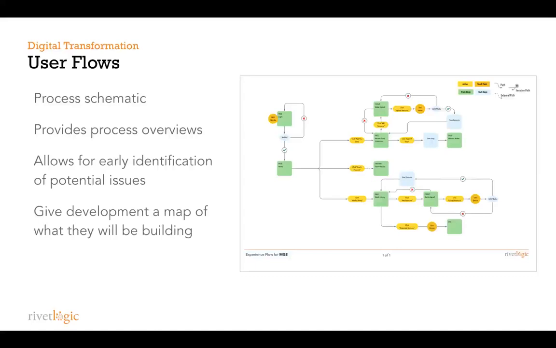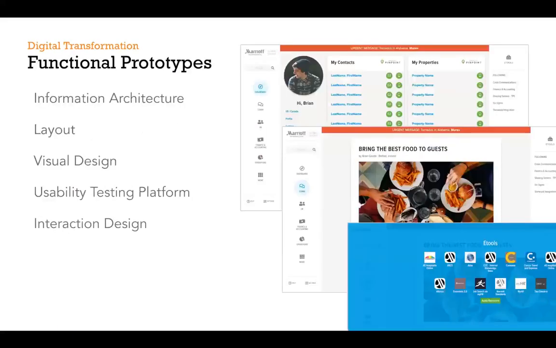Next are the functional prototypes. And this is my favorite part, again, as I mentioned. It combines information architecture, layout, visual design, and usability, and allows us to use usability testing all in this one interactive design. And unlike creating Photoshop comps or Illustrator wireframes, this is something I can show to a customer. This is something I can show to a user, and they don't have to use their imagination to pretend what happens. We can actually show them what happens when they click on a button.